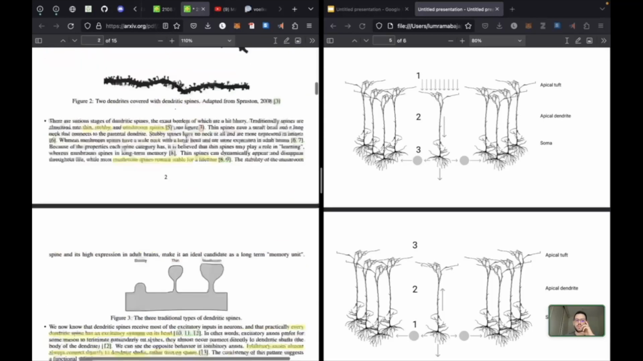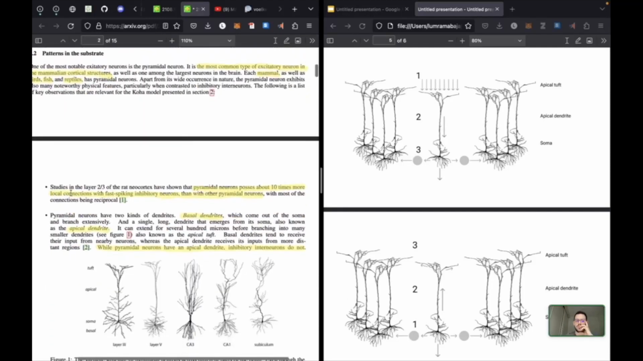Okay, and another very interesting fact is if we read this line here. Studies in layer 2/3 of the rat neocortex have shown that pyramidal neurons possess about 10 times more local connections with fast spiking inhibitory neurons than with other pyramidal neurons, which would also make sense in this model, because the signal across the pyramidal neurons moves slowly, whereas the signal of the interneurons moves really rapidly. Which, in an asynchronous process with potential latencies, is the kind of behavior you would want to see.